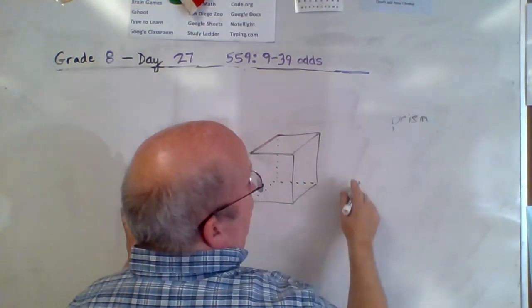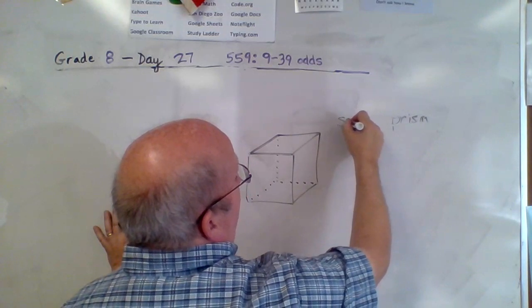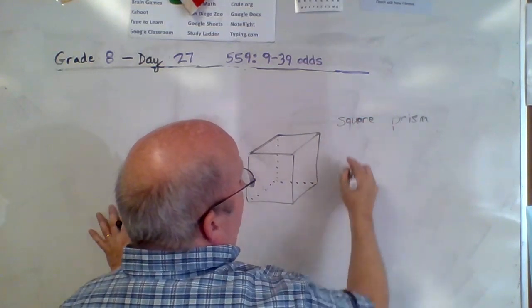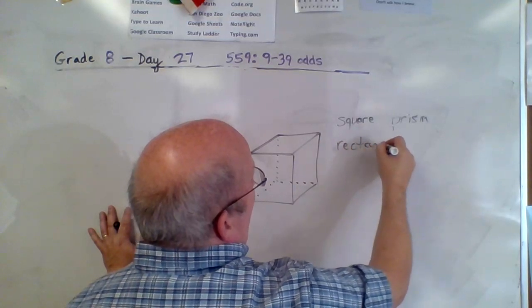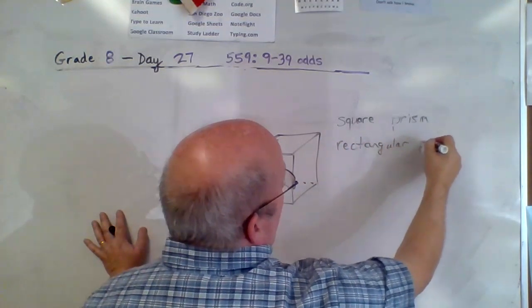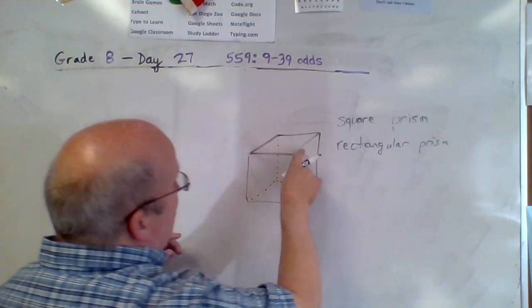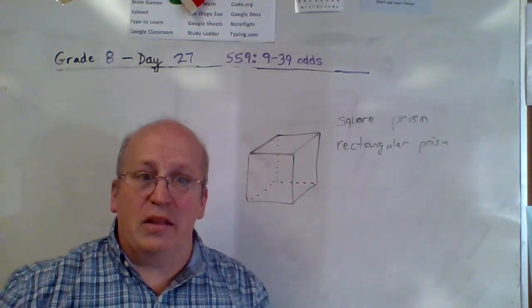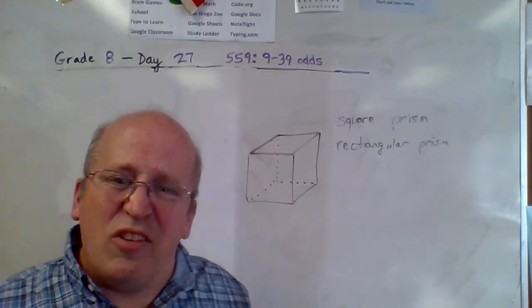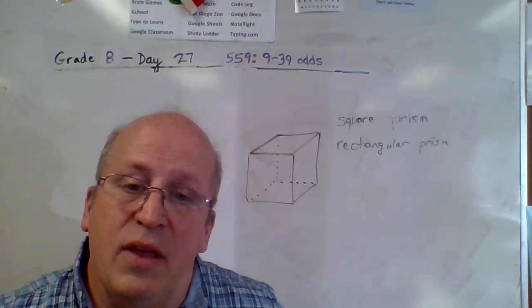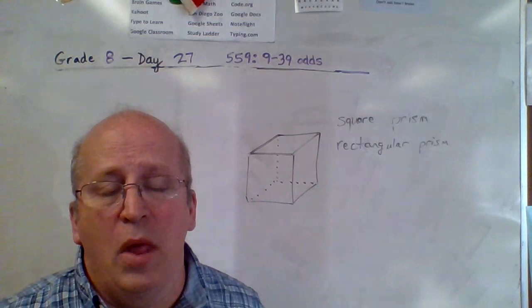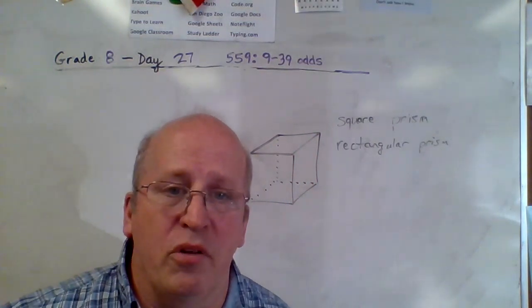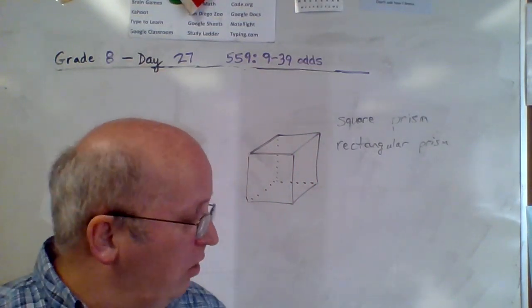What kind of prism? Well, we could call it a square prism. We could also call it a rectangular prism. It depends on whether or not we know if all of the edges have the exact same length. It appears as if all of the edges have the exact same length, but we're not positive based on the way this is drawn. So it might be a square prism, and it might be a rectangular prism.